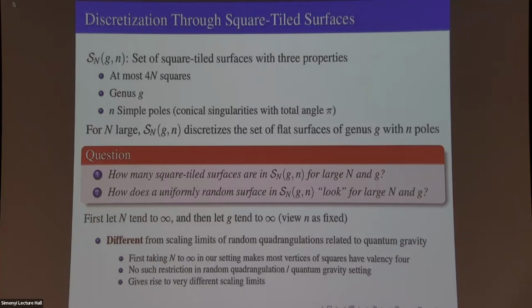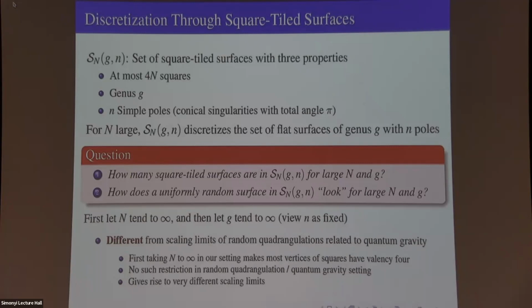So again, for N large, you can view S_N(g, n) as discretizing the set of flat surfaces of genus g and n simple poles. And the questions you can ask are twofold. The first question, the question I had on the previous slide, was what does a random surface look like? But for those who study statistical mechanics, before you ask what a random thing looks like, you want to be able to compute the so-called partition function, or just the number of objects in my class. So the first question is simply, how big is S_N(g, n)? How many square-tiled surfaces are there? And the second is, how does a uniformly random square-tiled surface in this set look?